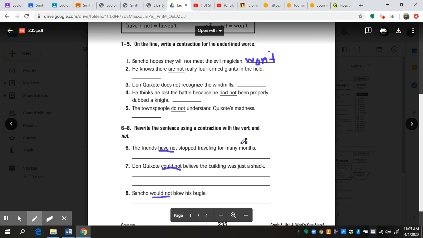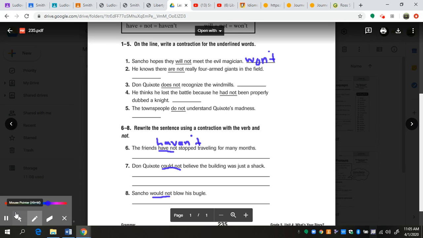The friends have not stopped traveling for many months. Well, have plus not equals haven't. So haven't is the contraction that I need here. Yikes, I think I'm getting worse somehow at writing with these pens, okay?